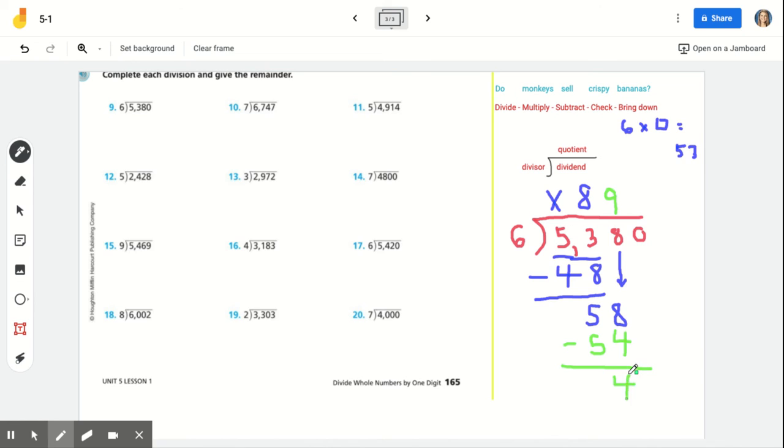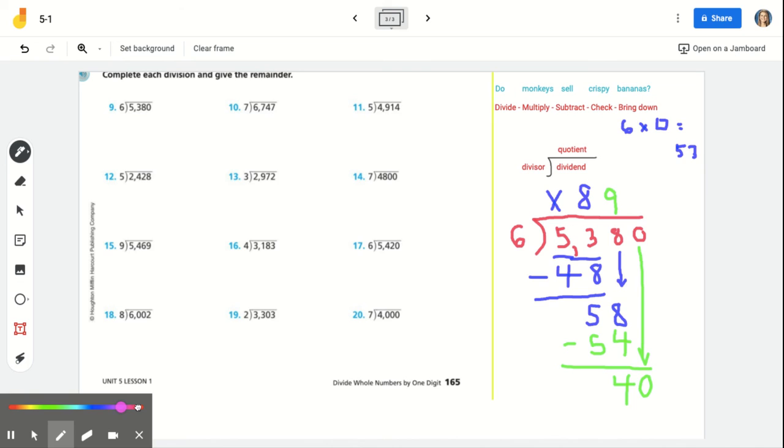Did you get 4? Great job. Next step is check. Is 4 less than 6? Yes, it is. We're doing a good job. Next step then is to bring down. We look over at the next digit over in our dividend, and the next digit here is 0. We bring it down. I draw an arrow and place the 0 next to the 4, and now we have 40.